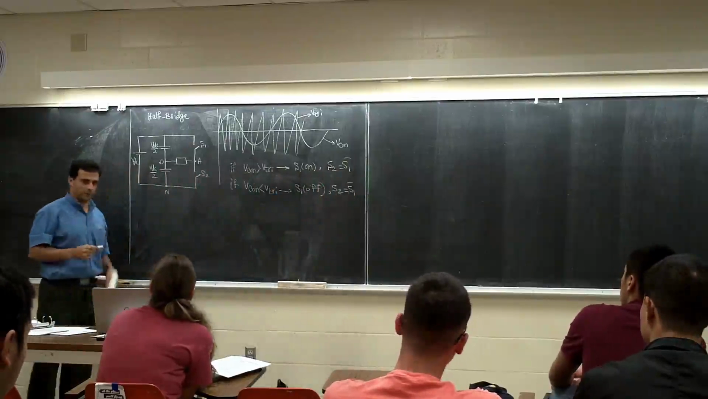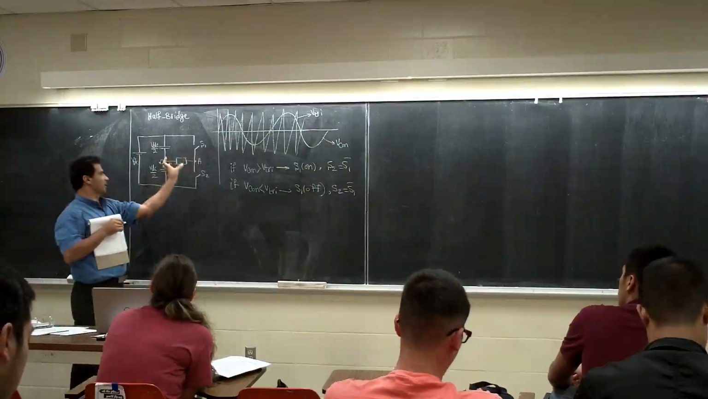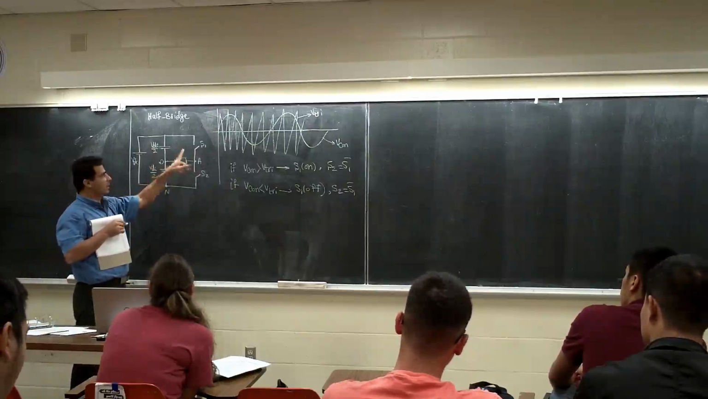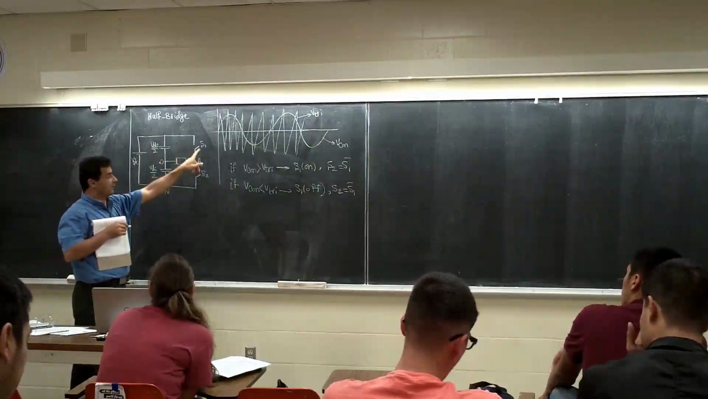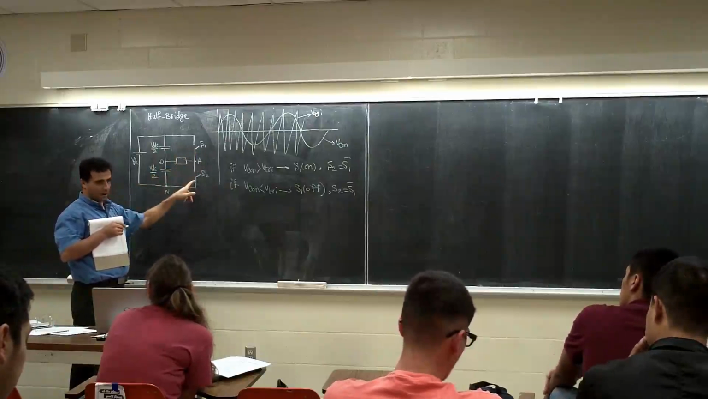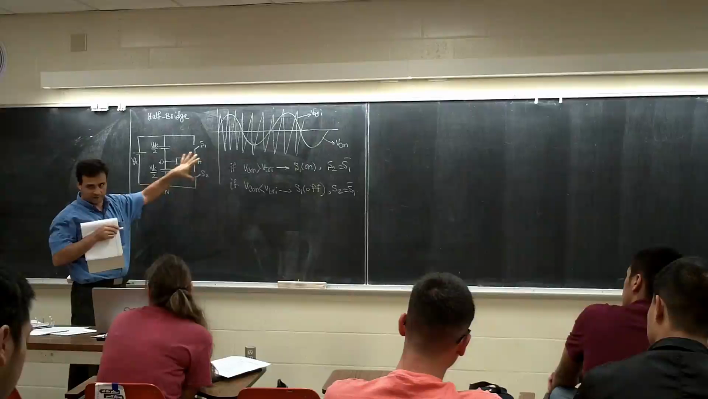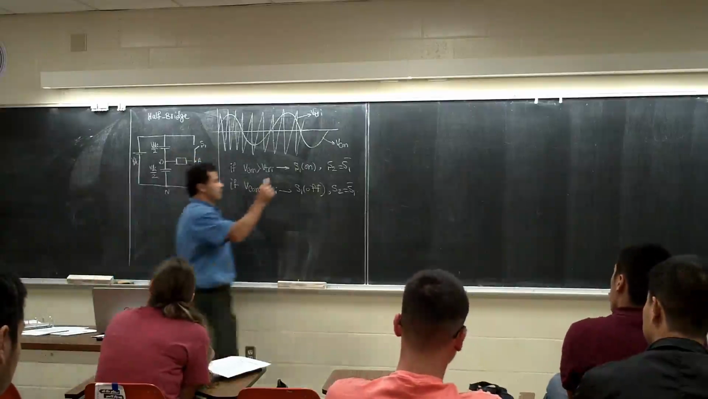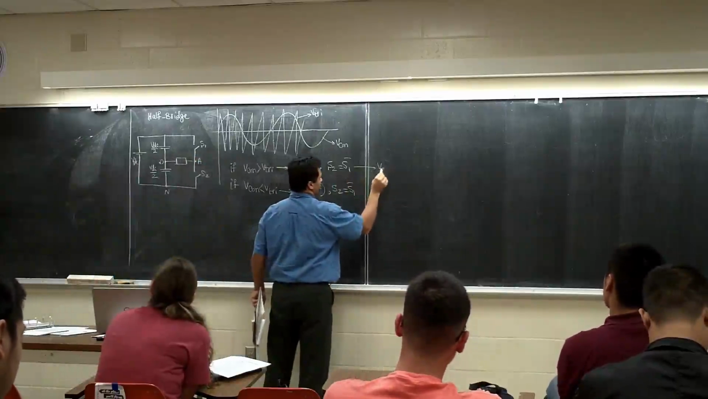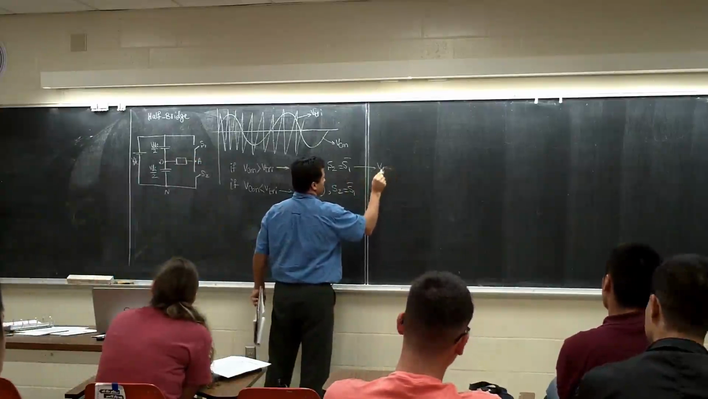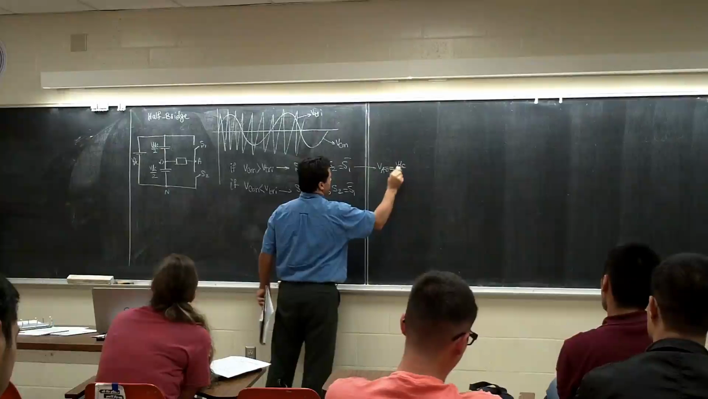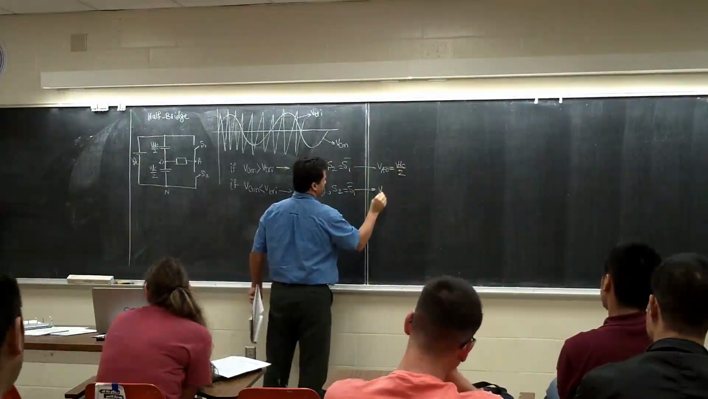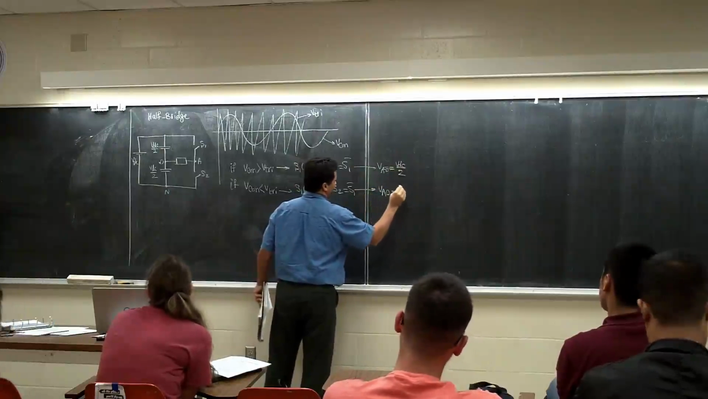I'm not going to plot the waveform. Basically, if this one is on, VAO is VDC over 2. If this one is off, this one is on. So how much is this voltage? Minus VDC over 2, right? That's what we have if you're going to write it here. So in this case VAO is VDC over 2, and in this case VAO is minus VDC over 2.